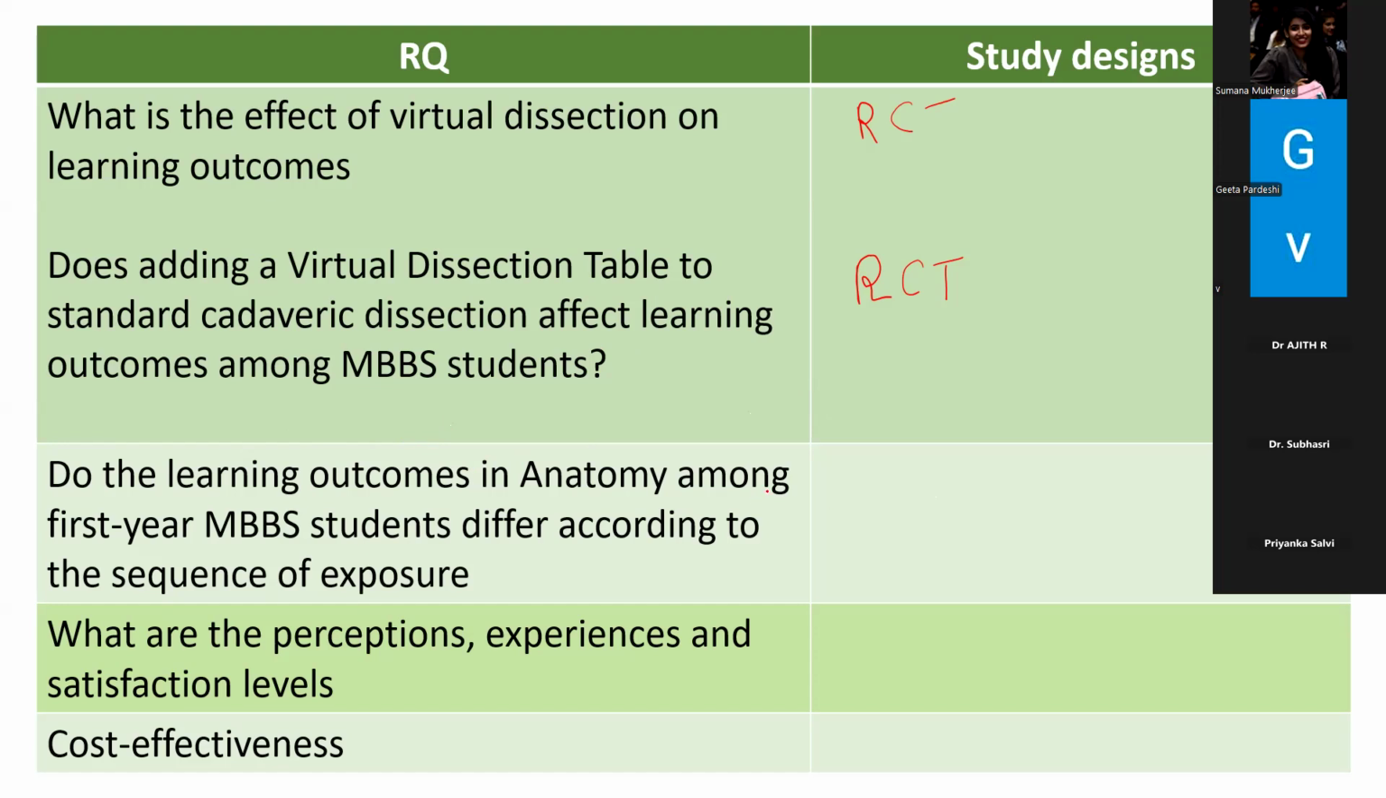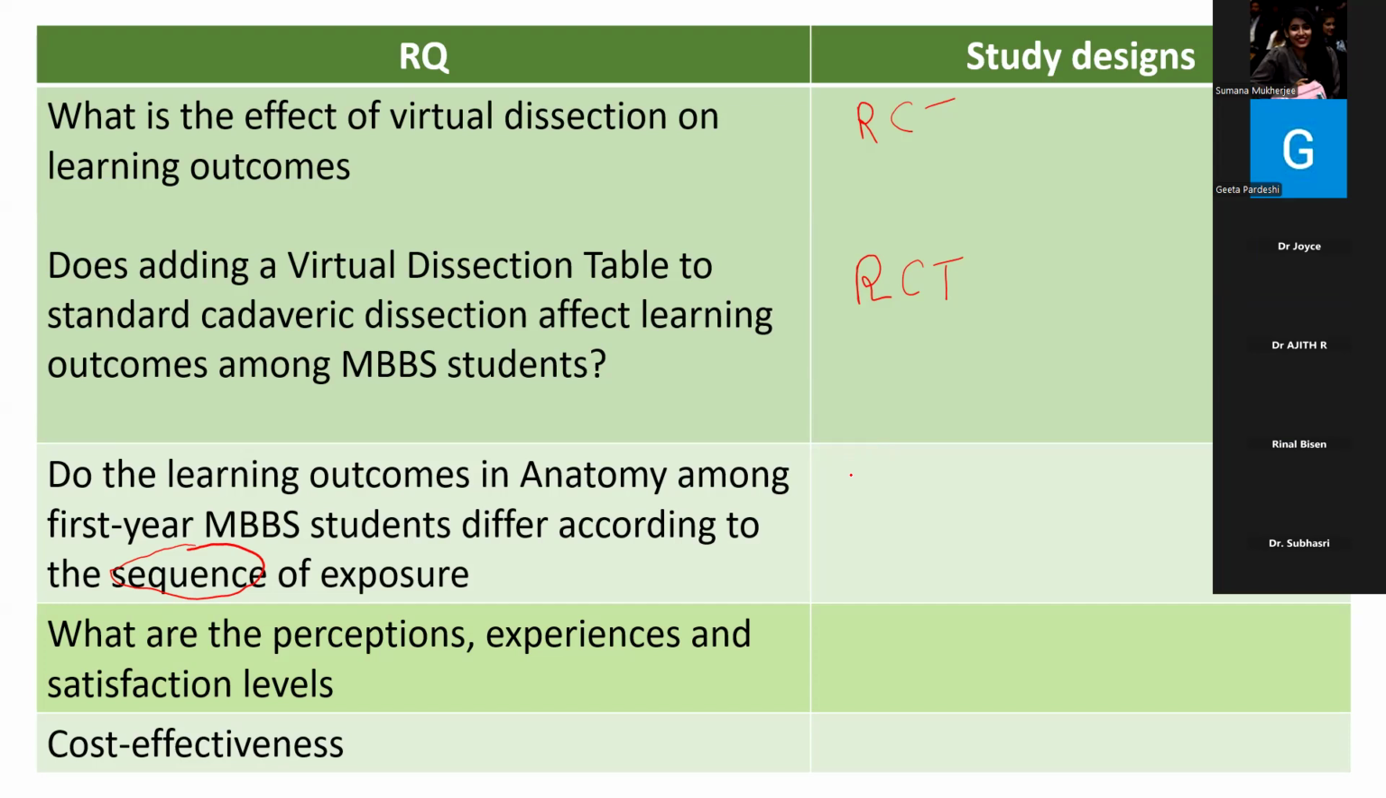What would you do for the third research question, where the teacher is asking what should be the sequence of exposure? Should it be first the cadaveric, or should the first one be the virtual dissection? Here, case control. One group will be given the virtual dissection table first, at the same time the other group gets the conventional. Okay. Any other answer? Ma'am, we can do a quasi-experimental study for before and after. Okay. You can also do that. Any other? RCT. Okay.